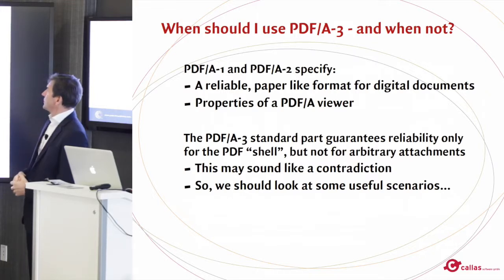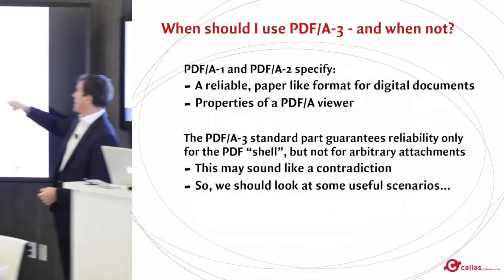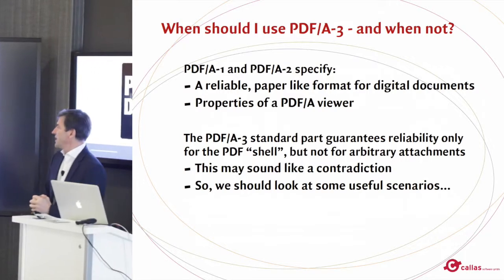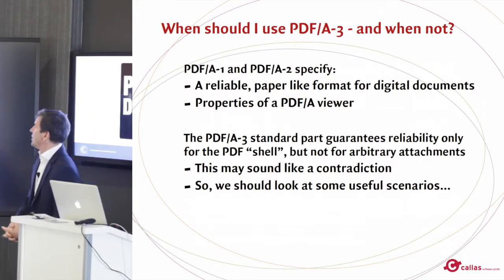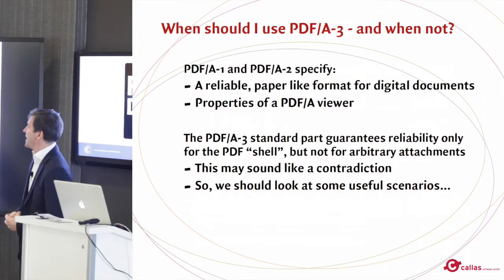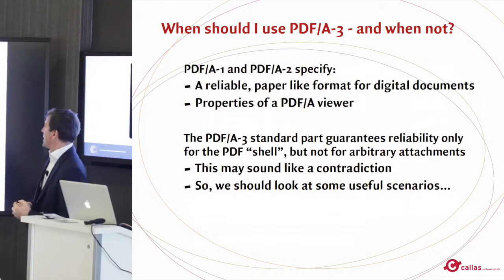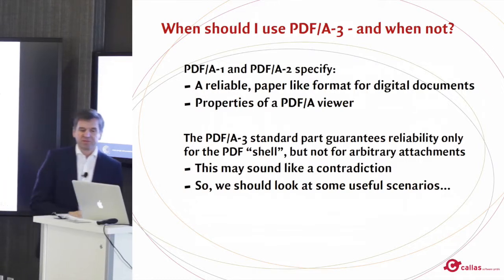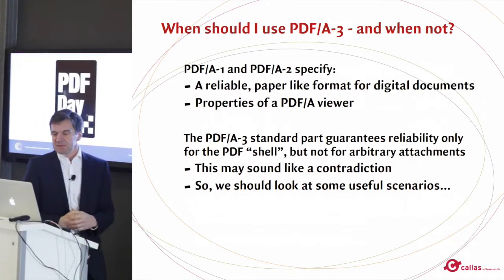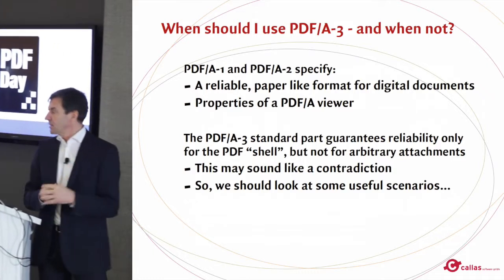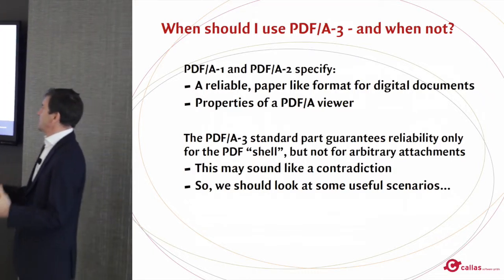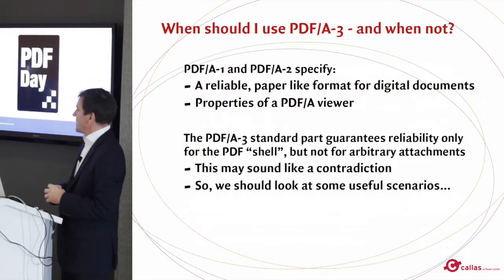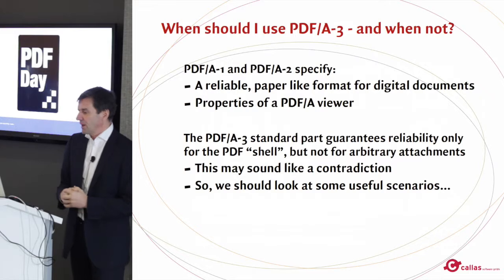PDF-A3 now cannot actually guarantee the reliability for the whole container, including the attachments. It can only guarantee that for the main PDF file, but not for the arbitrary attachments. And that has raised a couple of questions. Why did ISO actually publish such a standard? That's the reason why I think it makes sense to just look at some use cases.